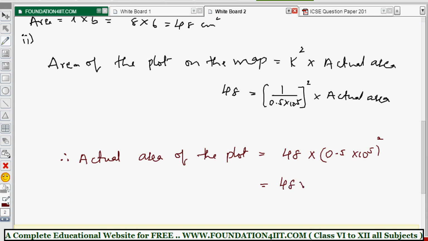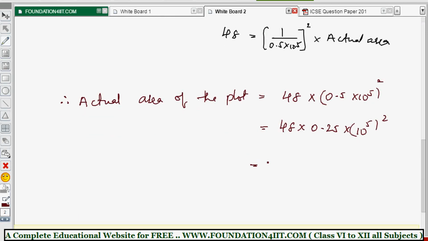So 48 into 0.5 whole square is 0.25 into 10 to the power 5 whole square. So 10 power 5 whole square is square kilometers. Then that is 48 into 0.25 into 10 to the power 5 whole power 2, that is (a^m)^n = a^(m into n). 5 into 2 is 10. 48 into 0.25 is 12. So 12 into 10 to the power 10.